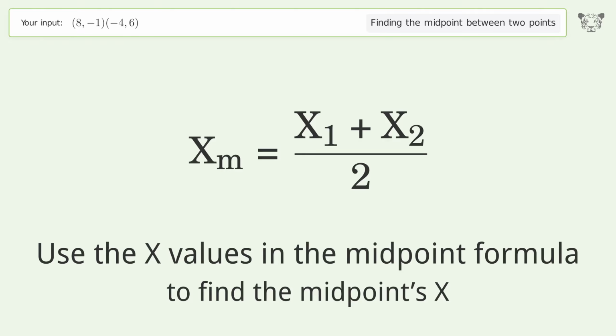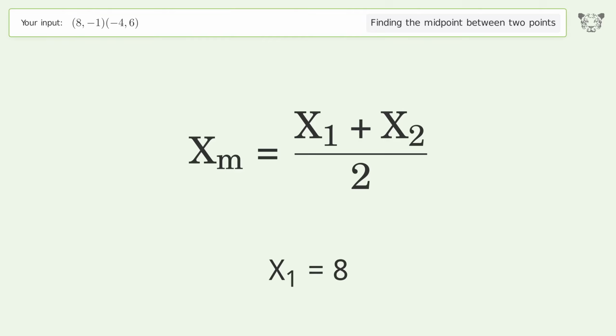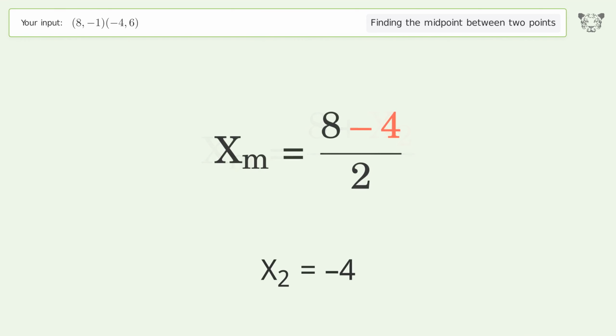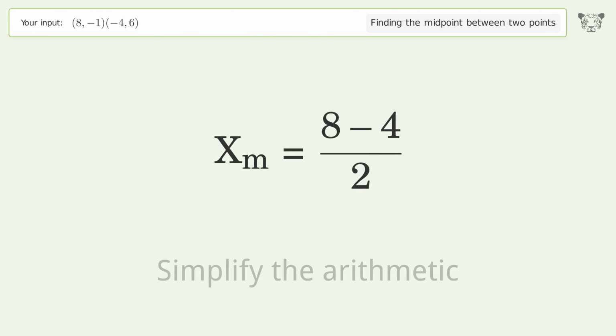Use the x values in the midpoint formula to find the midpoint's x. x1 equals 8. x2 equals -4. Simplify the arithmetic.